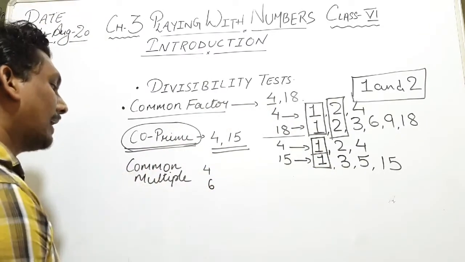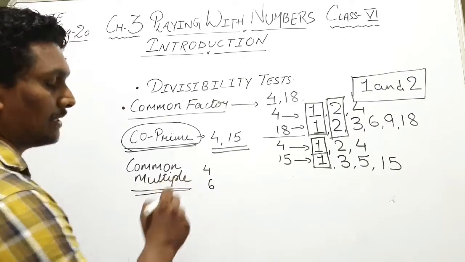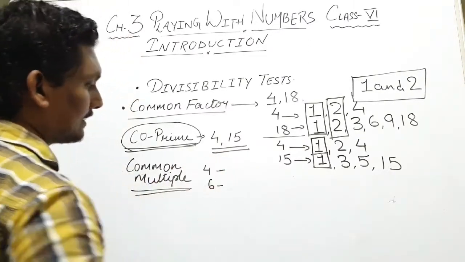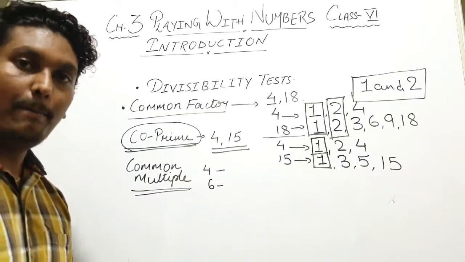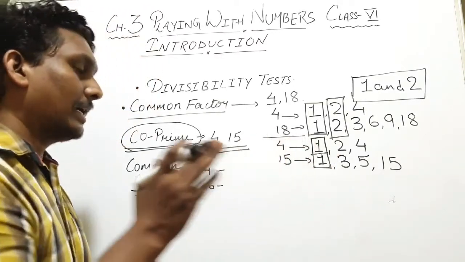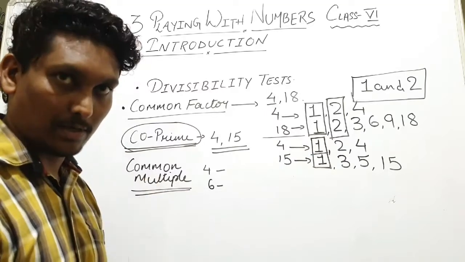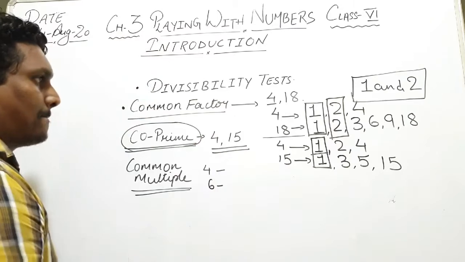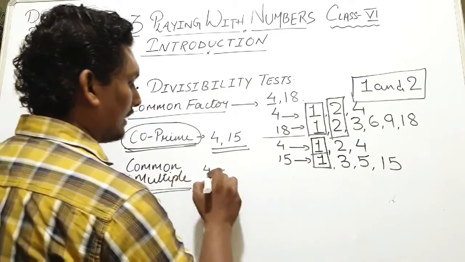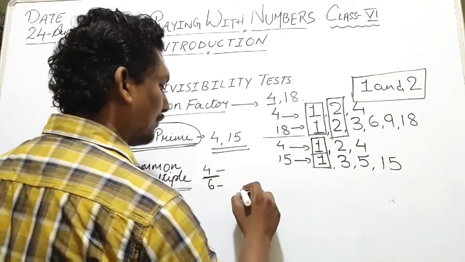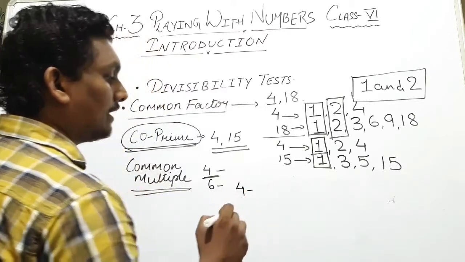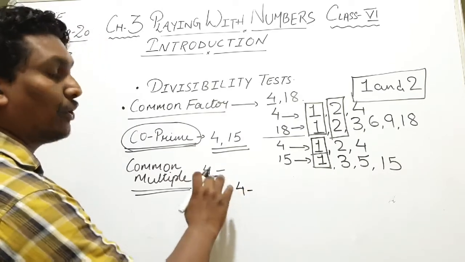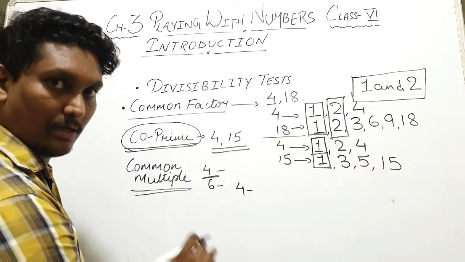Now come to the next topic, that is common multiple. For common multiple, I have taken the numbers 4 and 6. So when we are talking about the multiples, yes, the answer of the table, not the multiplication table, right? I have taken the number 4 here, so I have to write only the answers, only the multiples of 4, not the whole multiplication table here, right?